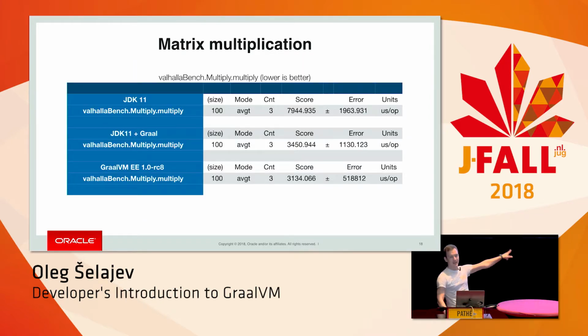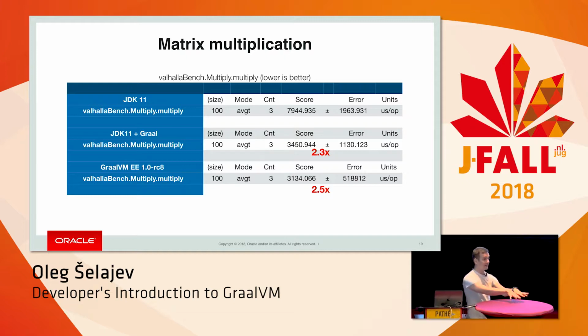So we ran this benchmark, and here we show the time per operation, and lower is better. And we run this on JDK 11, and JDK 11 with Graal enabled, and then I ran it also on GraalVM RC8. And you can see that very surprisingly, just enabling Graal with 2 command line flags can give you today a 2 times performance boost on this benchmark.